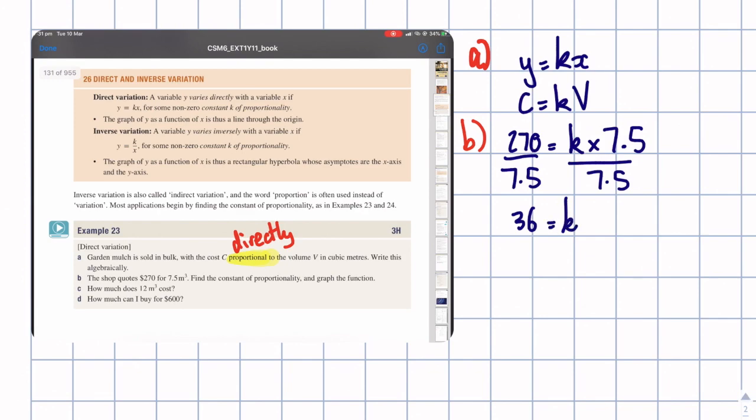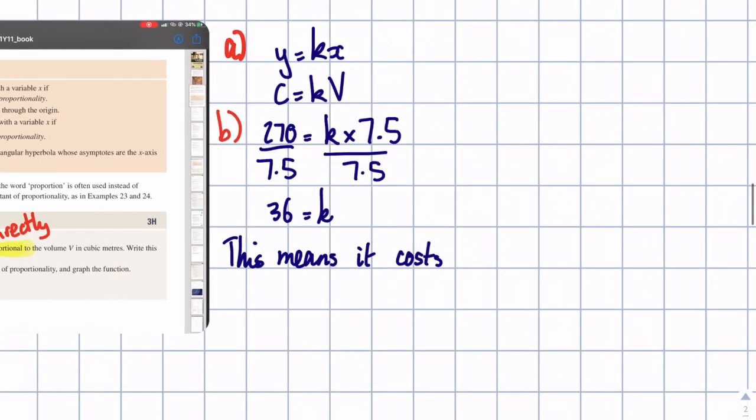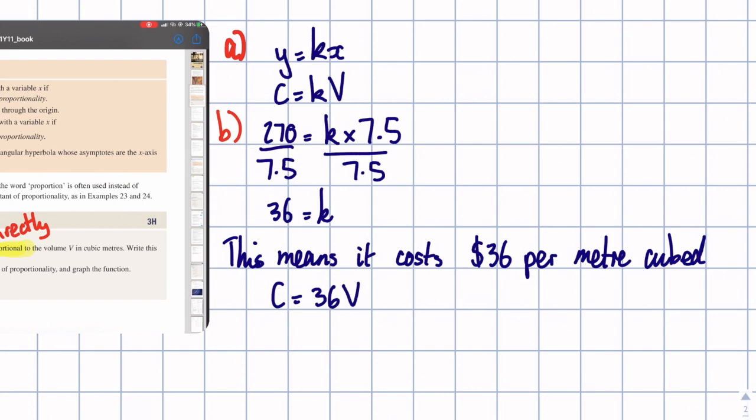And if you were thinking about this actual problem, this means it costs $36 per metre cubed. So for example, if I'm going to put this back in my formula, C equals kV, well I know K is 36, so C equals 36V. So if I buy 1 metre cubed, 36 times 1 is $36. If I buy 2 metres cubed, 36 times 2 is $72.